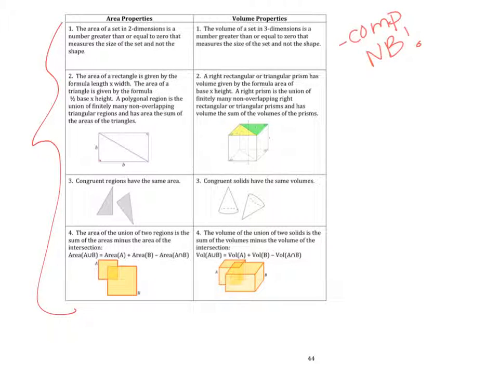As far as volume properties are concerned, number 1: the volume of a set in 3 dimensions is a number greater than or equal to 0 that measures the size of the set and not the shape. Number 2: a right rectangular or triangular prism has volume given by the formula area of base times height. A right prism is the union of finitely many non-overlapping right rectangular or triangular prisms and has volume the sum of the volumes of the prisms. Number 3: congruent solids have the same volumes. And number 4: the volume of the union of 2 solids is the sum of the volumes minus the volume of the intersection.